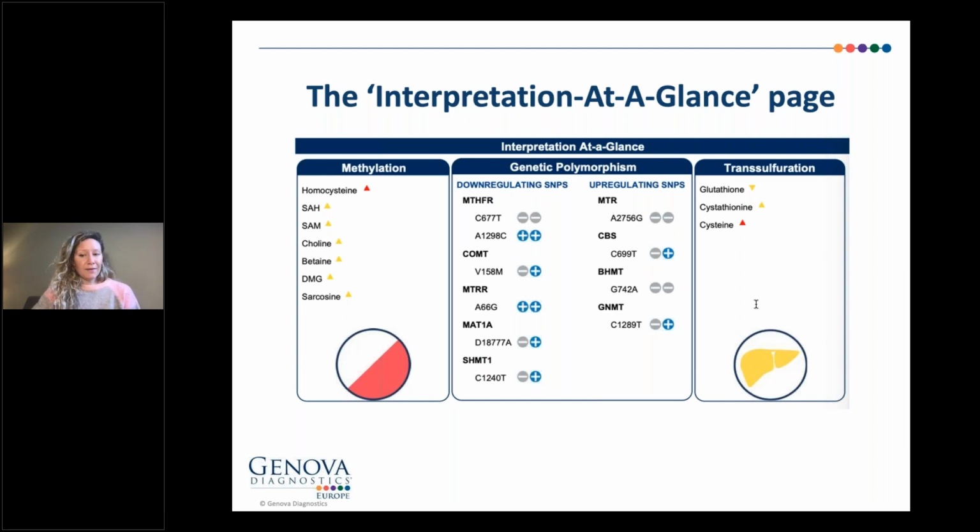In the middle, we have the genomic polymorphism pillar, which provides the results of the genetic SNPs, which are an add-on to the methylation panel. And as you can see, the SNPs, as I mentioned in the previous slide, are categorized based on whether the polymorphism has a down-regulating impact on the activity of that enzyme or an up-regulating activity.